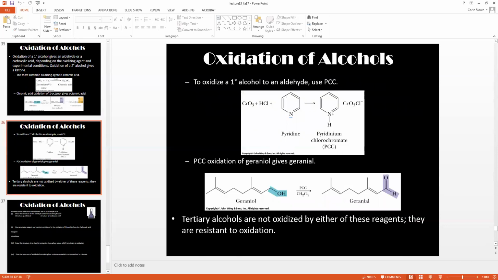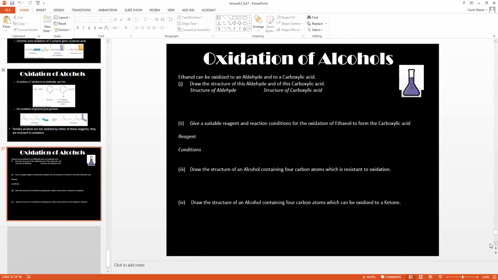Now, if I wanted to oxidize a primary alcohol to an aldehyde, I would have to use pyridinium chlorochromate, or PCC. This is a particular reagent that's specialized to mildly or gently oxidize a primary alcohol to an aldehyde. So, for example, the PCC oxidation of geraniol gives geranial, the aldehyde. Remember, tertiary alcohols are not oxidized by either of these reagents. They are resistant to oxidation.